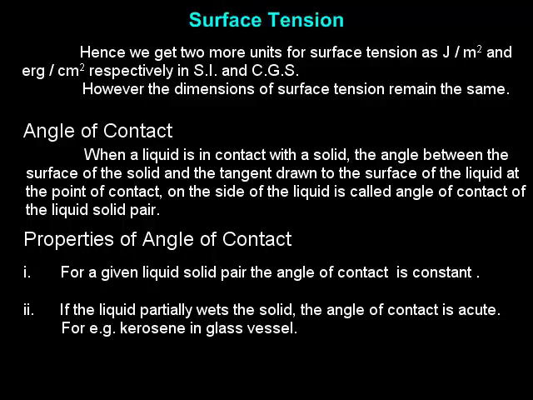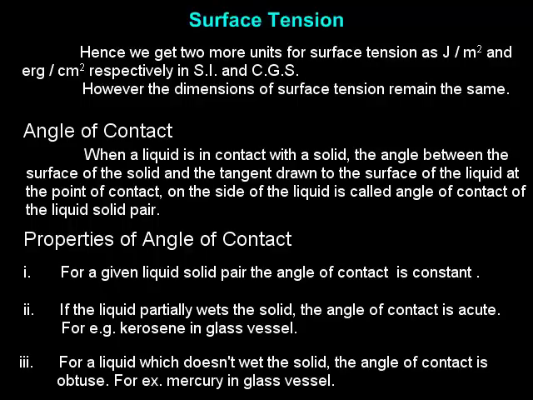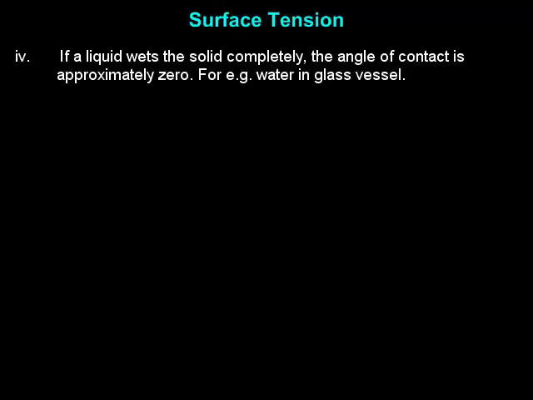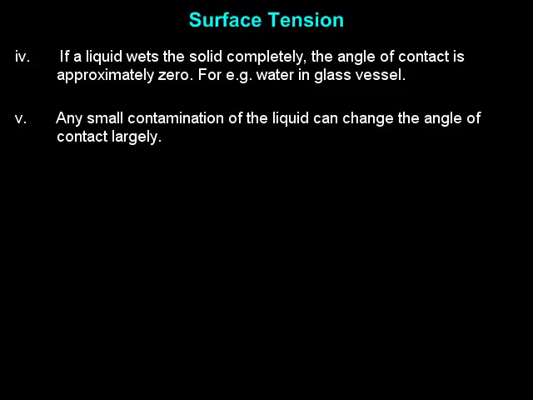If the liquid partially wets the solid, the angle of contact is acute. For example, kerosene in glass vessel. For a liquid which doesn't wet the solid, the angle of contact is obtuse. For example, mercury in glass vessel. If a liquid wets the solid completely, the angle of contact is approximately 0. For example, water in glass vessel.